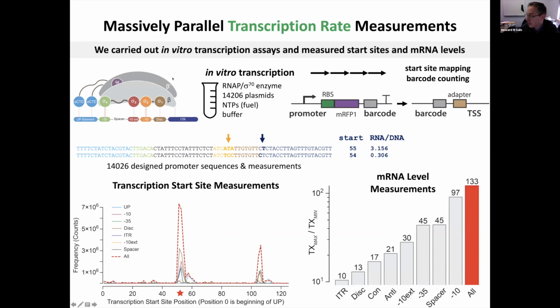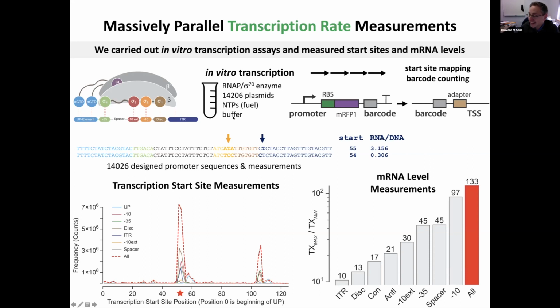The other important bit that is very important to note is that we carried out all of these measurements in vitro, in reactions in test tubes. So there's really only 4 ingredients in this reaction. There's the RNA polymerase sigma-70 enzyme. There's all of our plasmids that we pooled together, and they're each molecularly barcoded with a different DNA sequence. There's NTPs and buffer, okay?